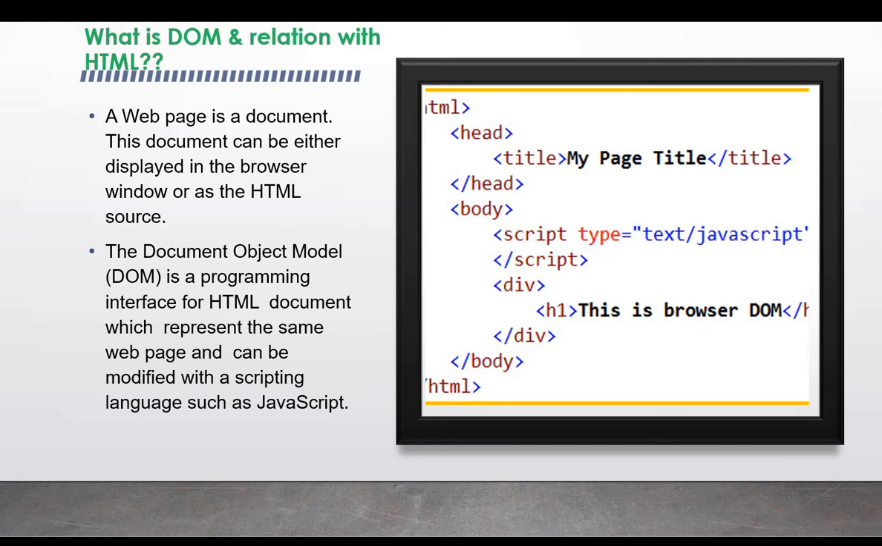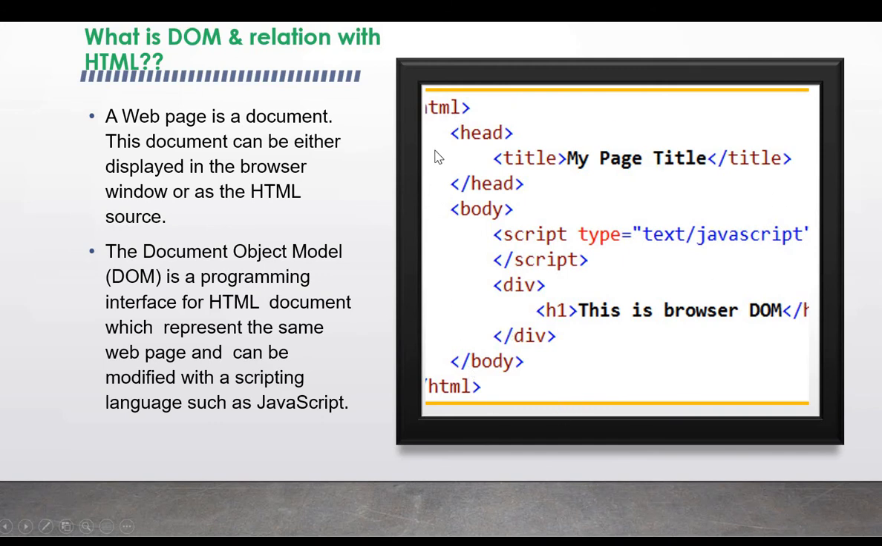So what is DOM? We know that a web page is a document, because a web page is nothing but a skeleton of some elements, built by HTML, or hypertext markup language. So a web page is a document which is an HTML file. This document can be displayed either in the browser window or as HTML source. You can see on the right side, this is an HTML source code.